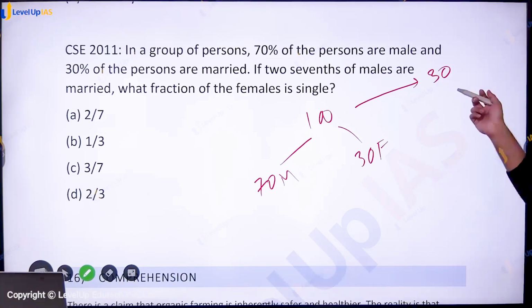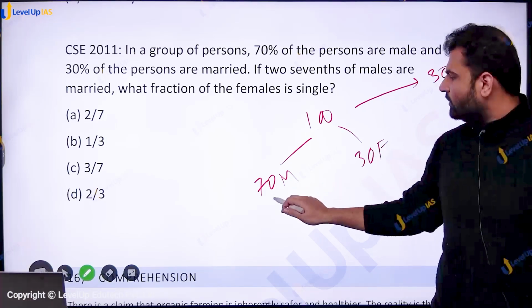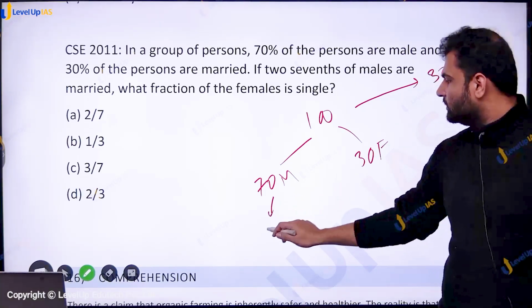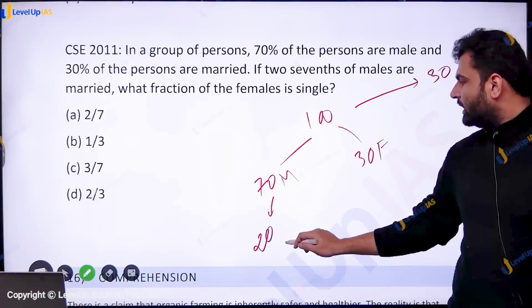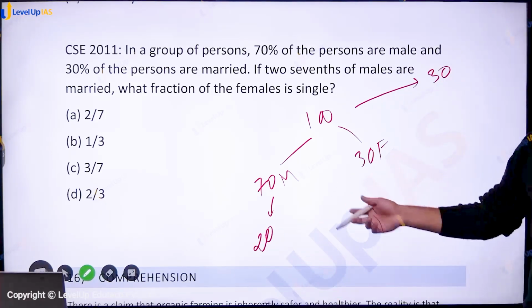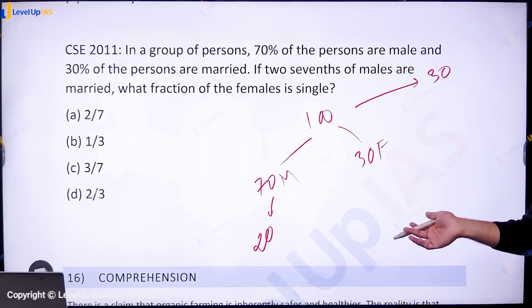Okay. And out of these married people, 2/7 of male are married. So 2/7 of 70 would be 20. 20 are married. So 20 of the married would be men, and they would be married to some females.